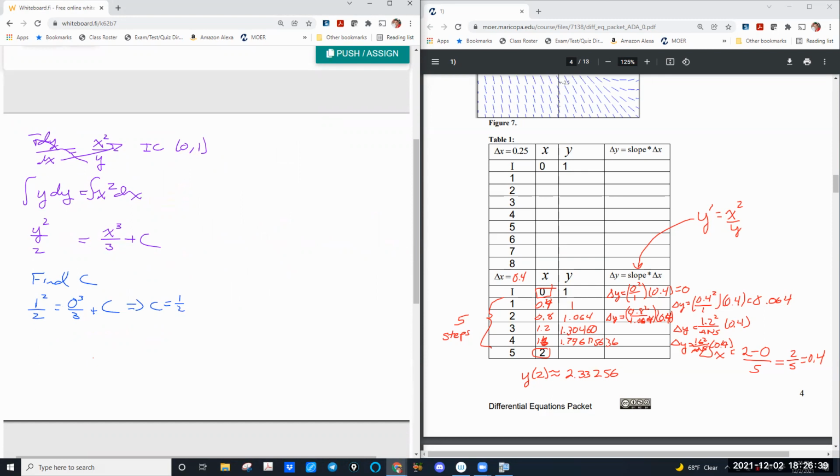So here's where we're at. y squared over 2 equals x cubed over 3 plus 1/2. If you want, you can find a common denominator and add those together. Nothing wrong with that.